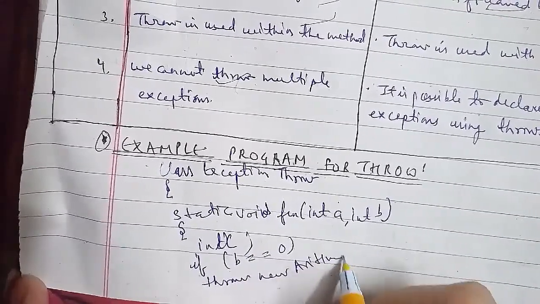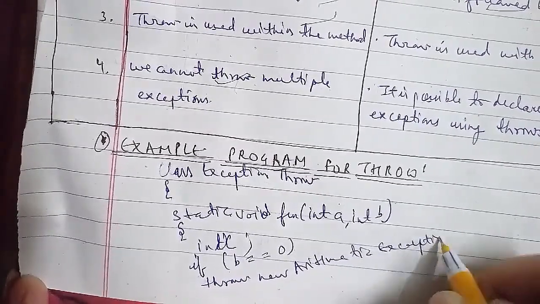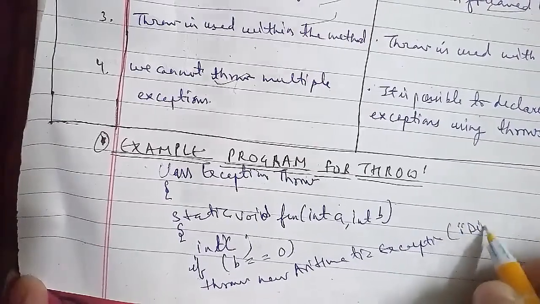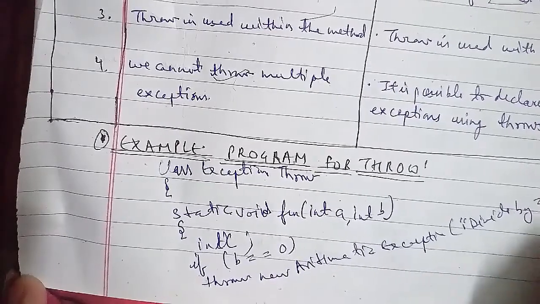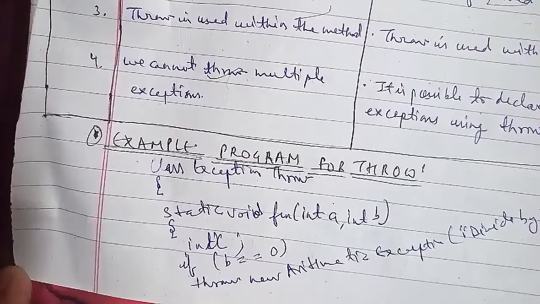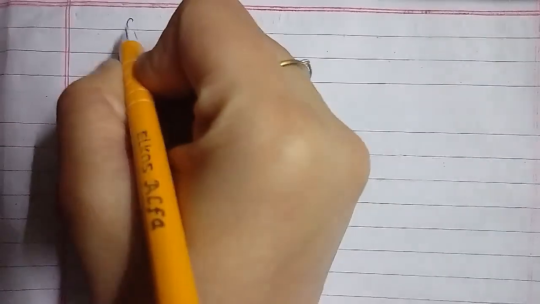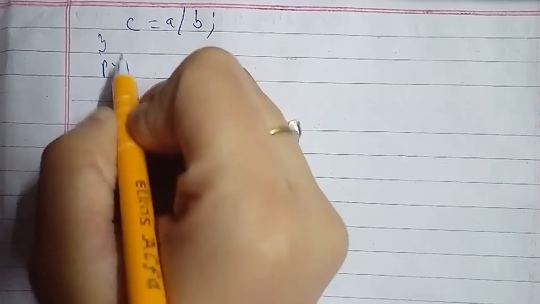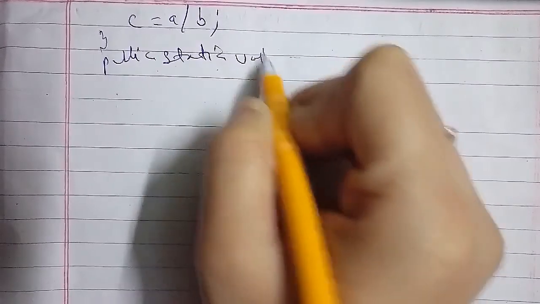Okay, this is the case. Then else, we have c equals a upon b, and that is the closing bracket. Then we have public static void main(String args), and then a starting curly bracket, and a equals 5, fun(a, 0), then the closing bracket.